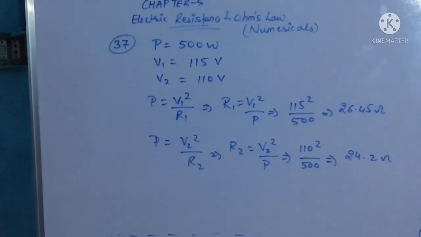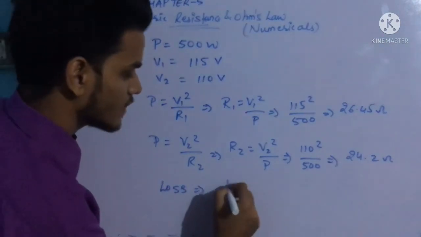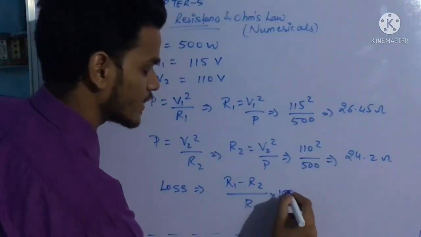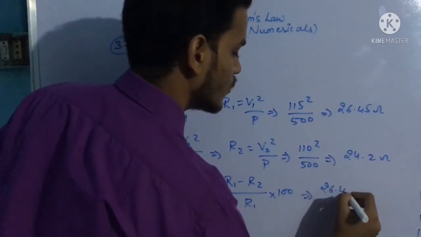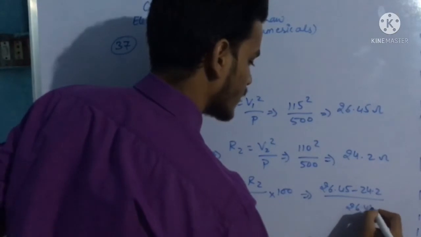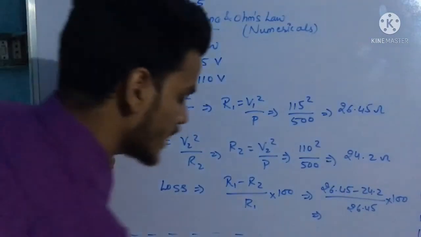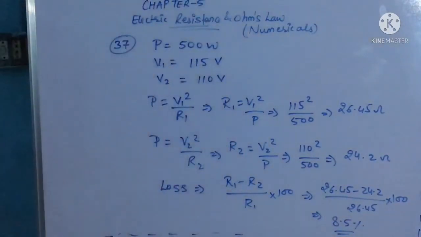We have to find the loss in energy. The loss can be calculated as R1 minus R2 upon R1 into 100. This is the formula of loss in energy. So we get 26.45 minus 24.2 upon 26.45 into 100. On solving this, we get the answer as 8.5%. This type of question is very helpful for exam purposes also.